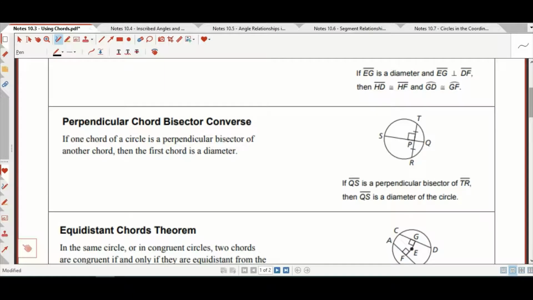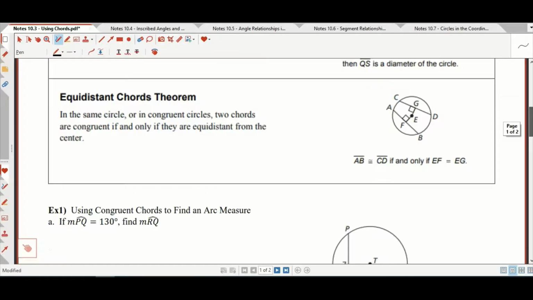Perpendicular chord bisector converse. If one chord of a circle is a perpendicular bisector of another chord, then that first chord is a diameter. That is, if QS is a perpendicular bisector of TR, then QS must be a diameter of the circle. That is, if I have a chord, its perpendicular bisector must be a diameter of the circle. And that is very helpful. That is something that absolutely comes into play in finding diameters of circles.